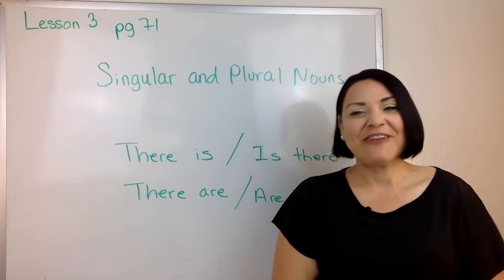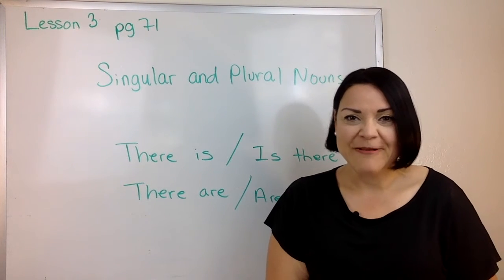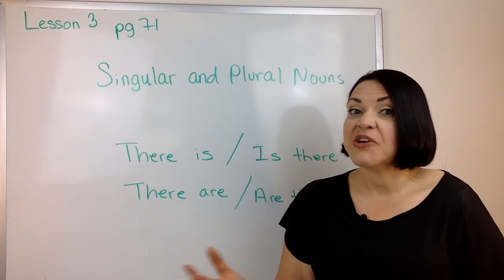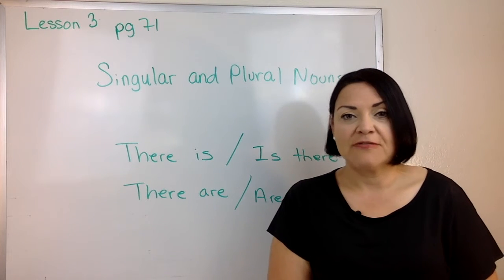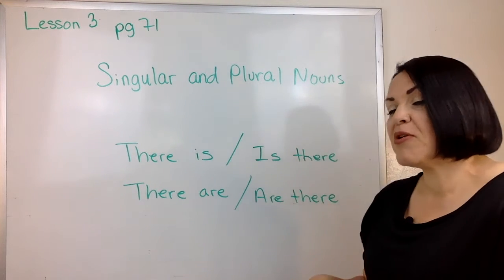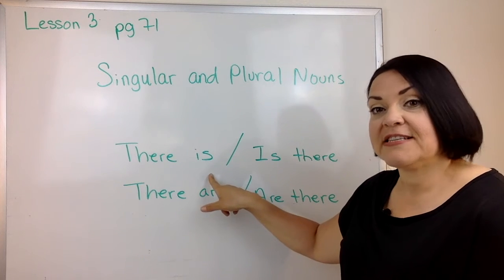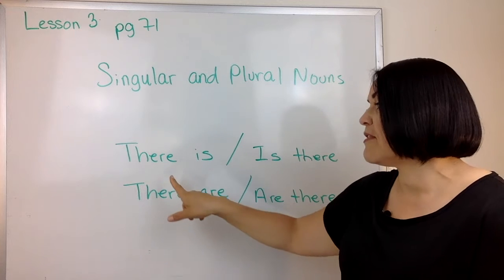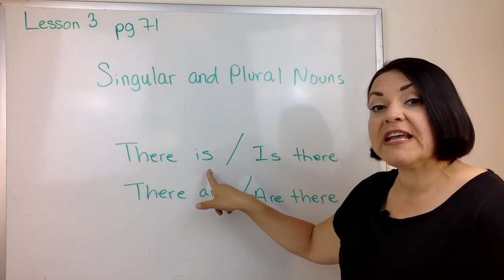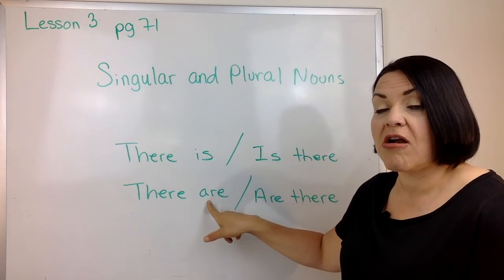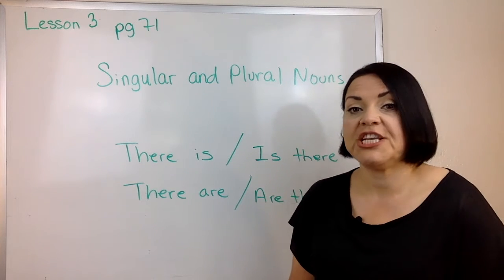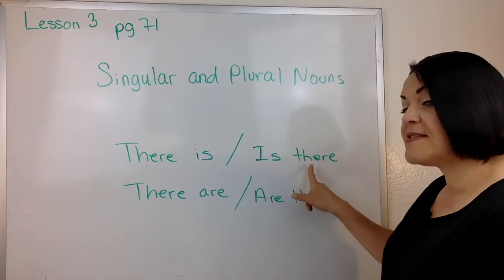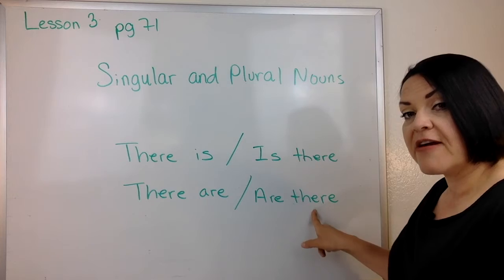Hello class, we are on page 71. So we're continuing singular and plural nouns. And remember, we have our be verb is singular, and then the be verb are. So we're going to talk about words with there is, there are. When making a question, we're going to use is there, are there.